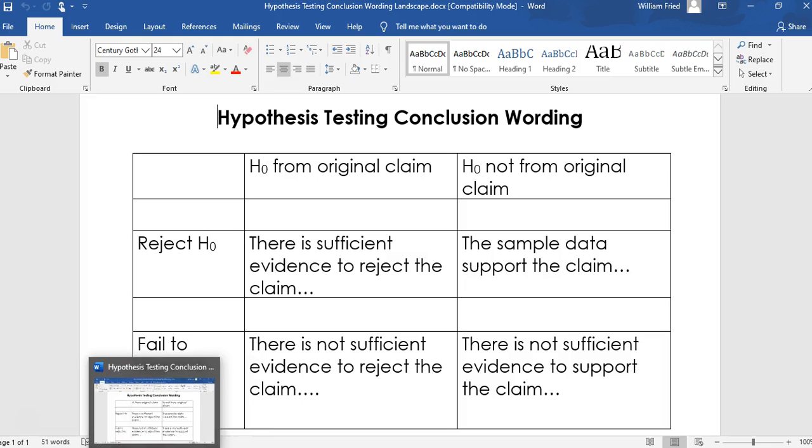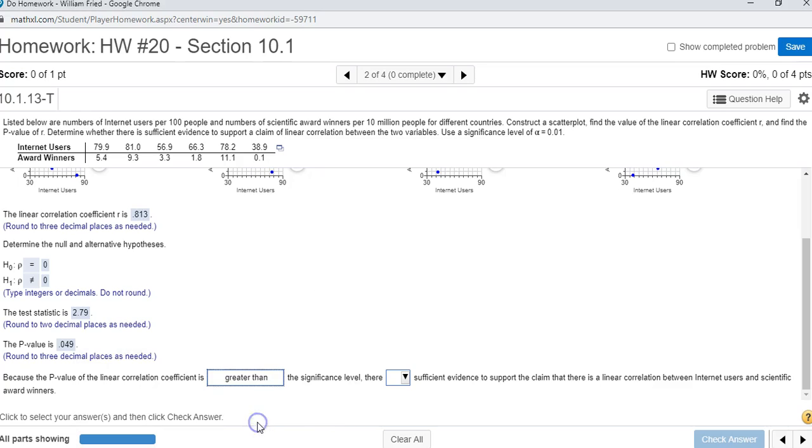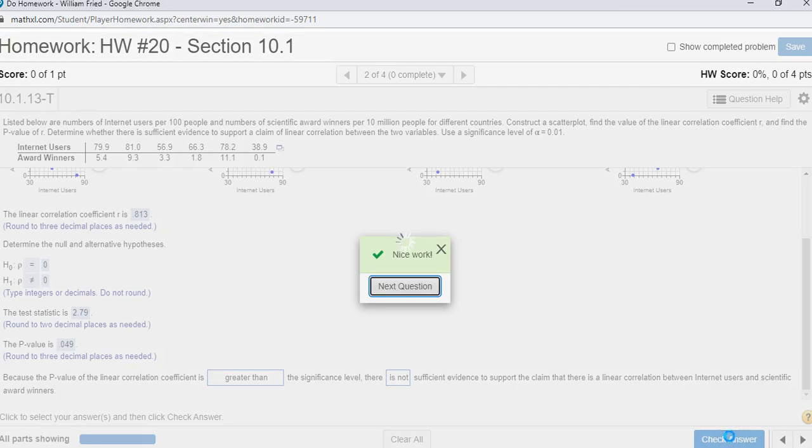Let's see which answer matches with that. There is not sufficient evidence to support the claim of linear correlation. Nice work.